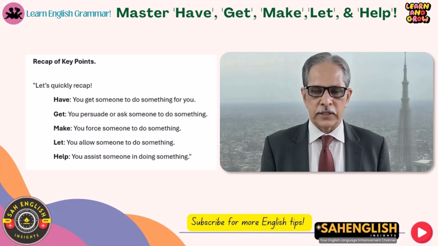Recap of key points. Let's quickly recap. Have, you get someone to do something for you. Get, you persuade or ask someone to do something. Make, you force someone to do something. Let, you allow someone to do something. Help, you assist someone in doing something.